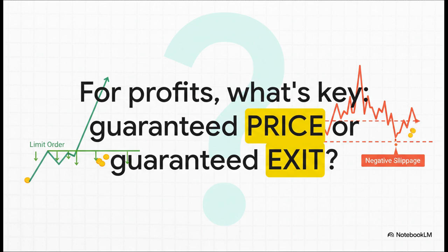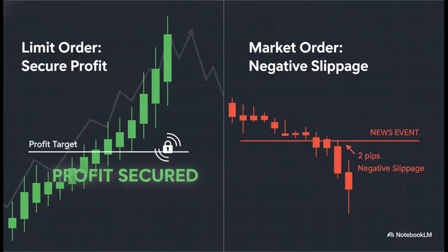You're in a winning trade and it's approaching your target. What is your number one priority? Is it getting that exact price you aimed for, or is it just making sure you close the trade? For profits, the answer is always the price. You should always use a limit order for your take profit targets. You've done the work, you've picked your target, and you're telling the market you will only accept that specific profit amount, or even more. If the market just kisses your price and backs away, it's no big deal. You're trying to lock in a specific win.